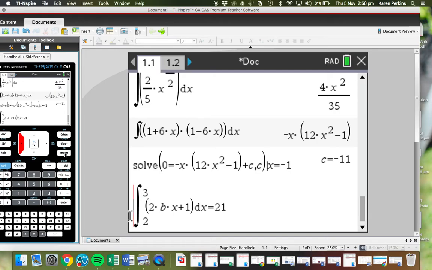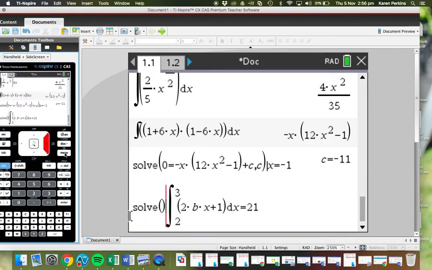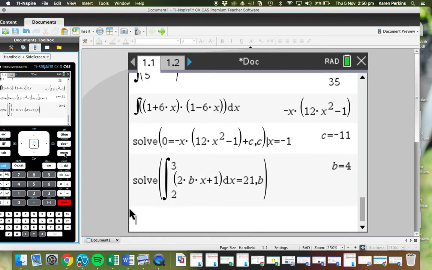So I'm going to do a solve this equation for b. I'm not going to solve for x because the x values are going to be put in from the terminals on that integral, and you get that b is equal to 4, or in this case a. I just didn't want to.